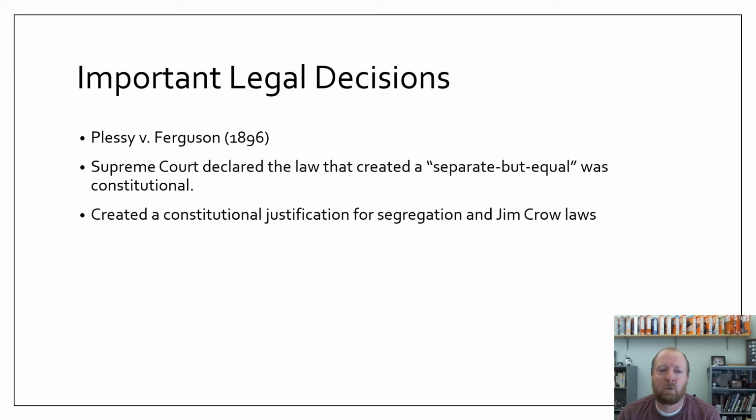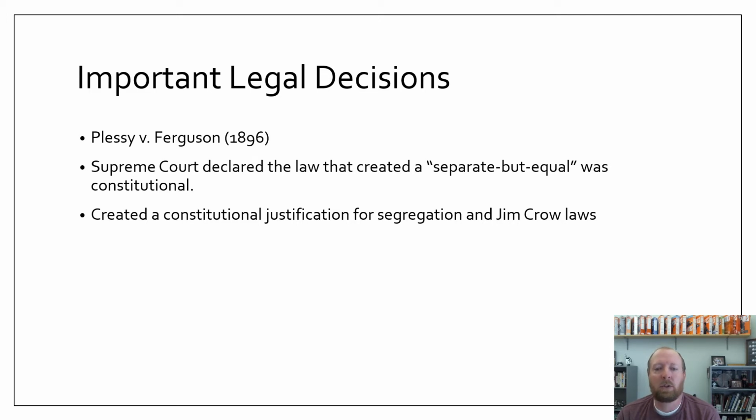This 1896 ruling, Plessy v. Ferguson, we talked about it earlier, this actually now is a major step backwards. Plessy wanted to sit on a rail car that was designed for whites. Plessy was 7/8 white. That means one of his great-grandparents was black.